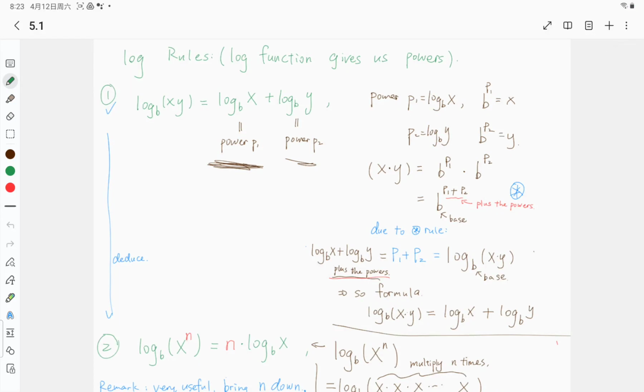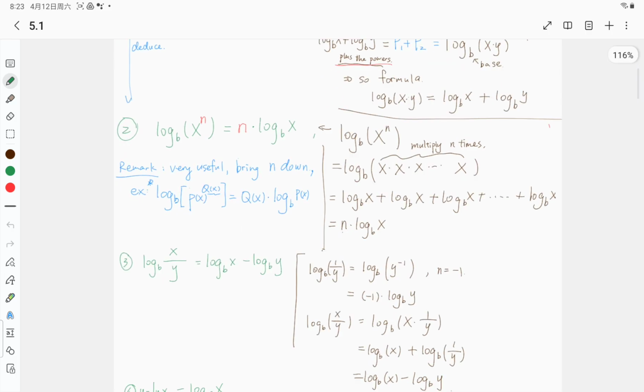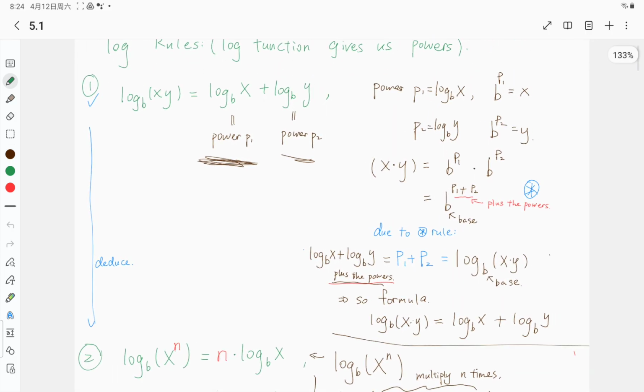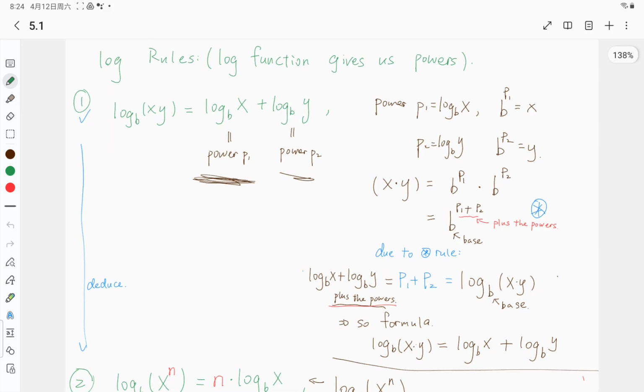So if you missed the class last week, we covered the logarithm rules. In simple words, we summarize and derive some formulas for logarithms. You can think of log functions as powers. For example, the first formula is log base b of xy is log base b of x plus log base b of y.